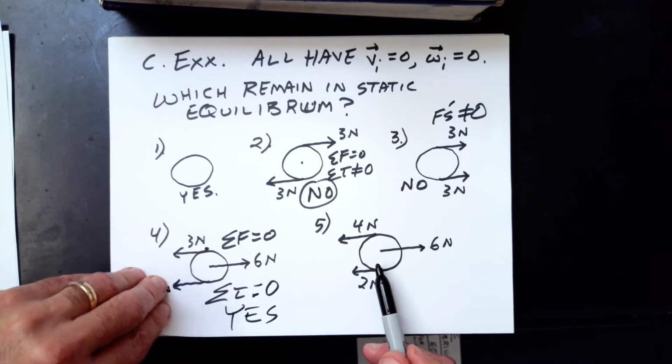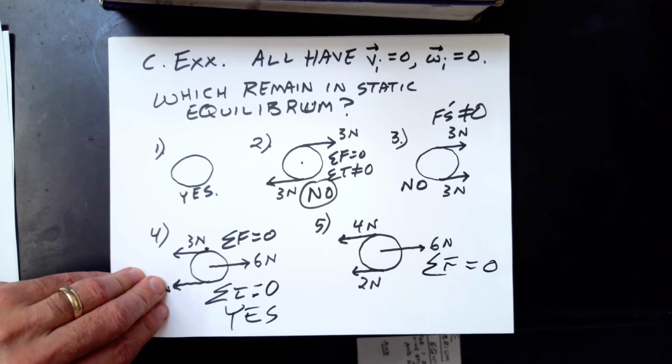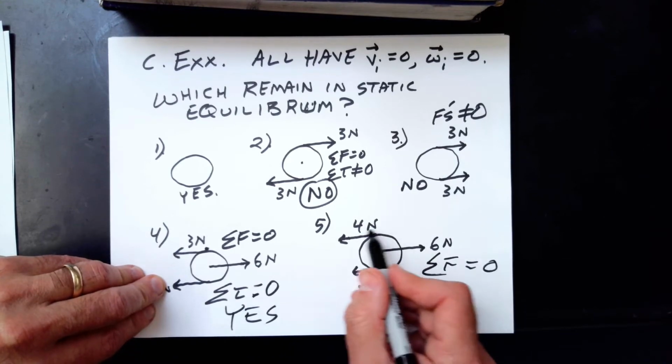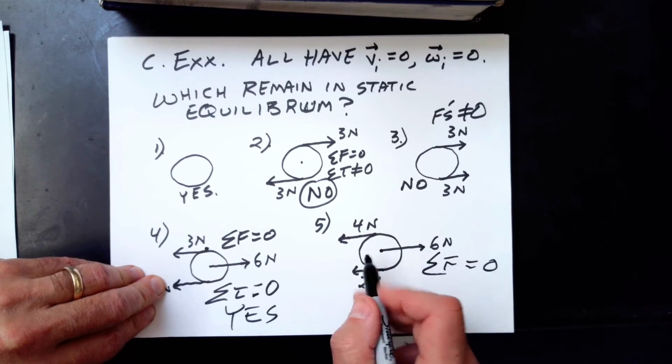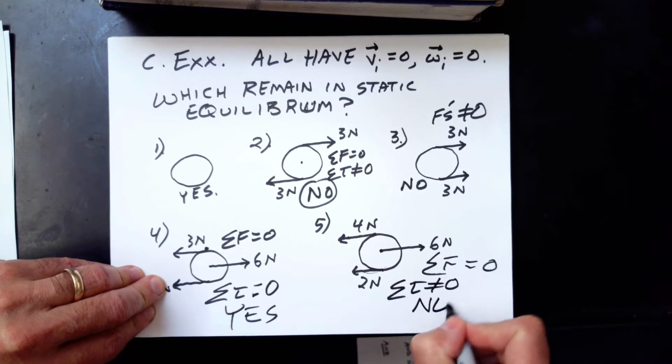And then finally, let's look at this one. The sum of the forces is 0: 6 right, 6 left. But let's look at the torques. Again, let's pick the easiest axis first, right at the center. There's more counterclockwise torque than clockwise torque, so the sum of the torques does not equal 0, so no.